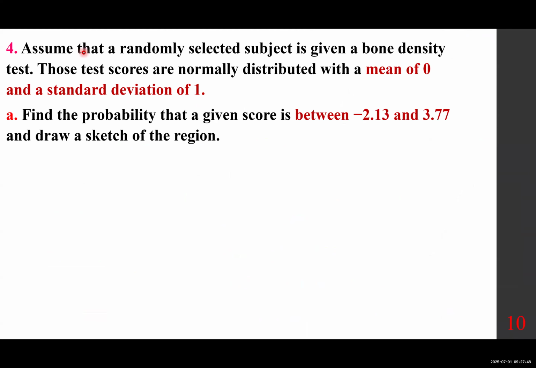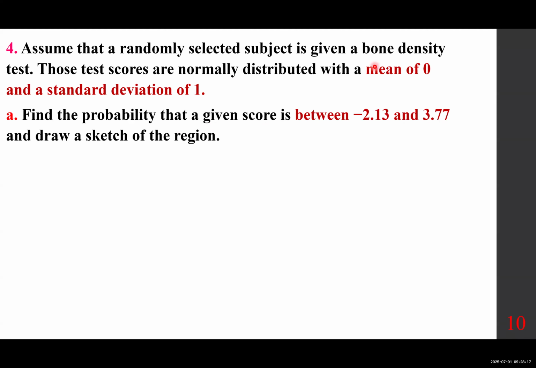Assume that a randomly selected subject is given a bone density test. Those test scores are normally distributed with a mean of 0 and a standard deviation of 1. Find the probability that a given score is between negative 2.13 and 3.77 and draw a sketch of the region. You should always do that. It helps with understanding the concept.